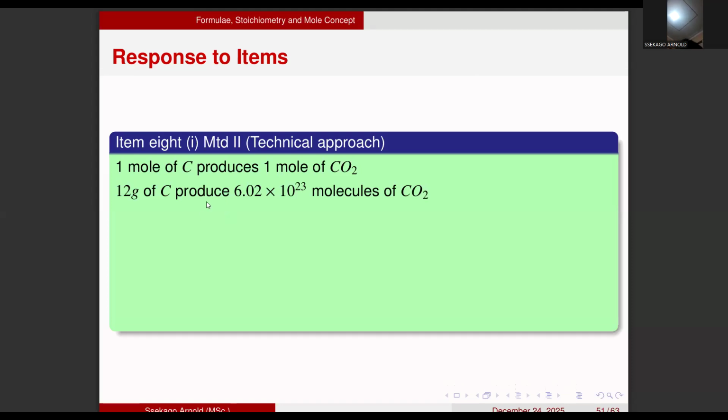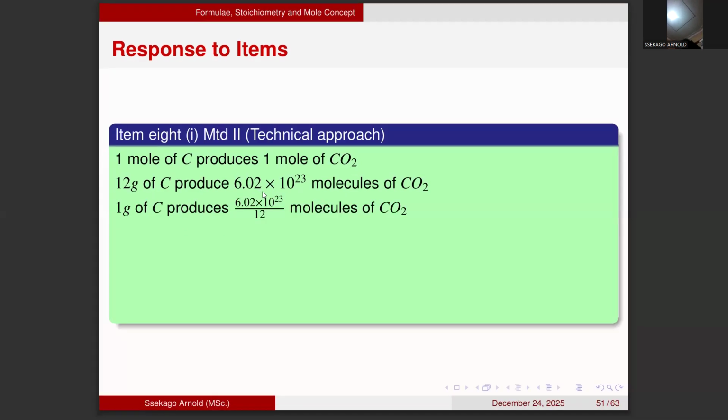Christmas edition. So we had stopped on 12 grams. We had stopped on this statement. Then continuing, what of 1 gram of carbon? 1 gram of carbon produces 6.02 times 10 power 23 over 12 molecules of carbon dioxide.